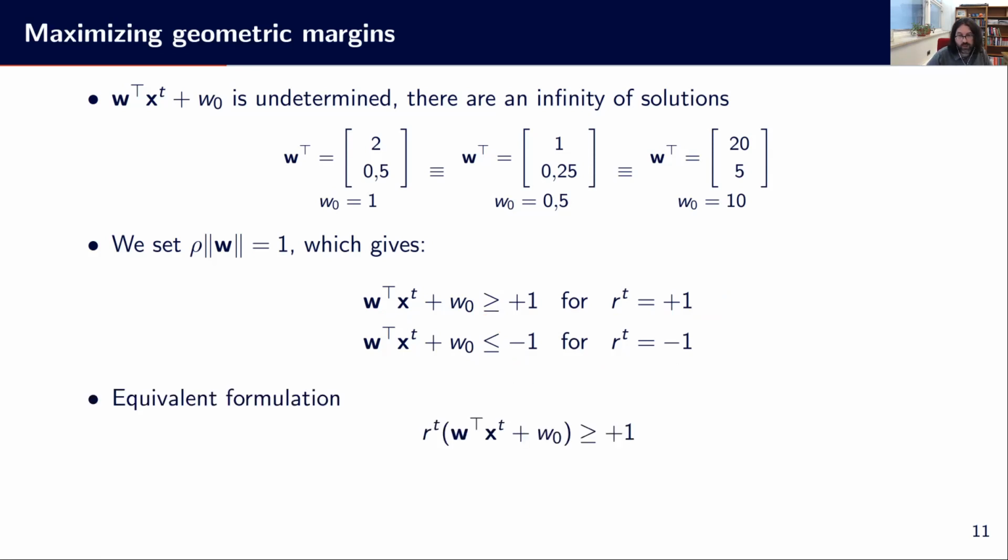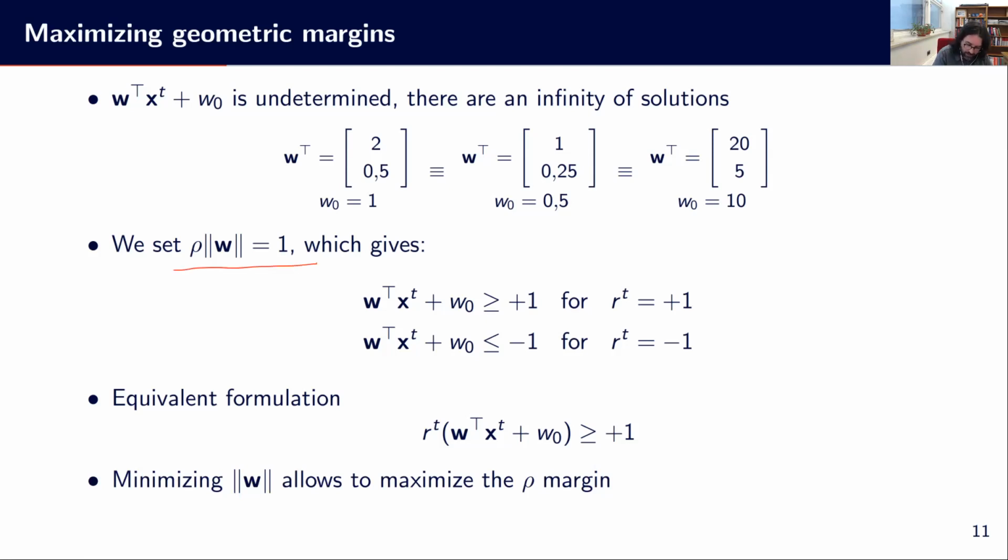An equivalent formulation, going back with the RT, is simply to say that RT times W transpose xt plus W0 is greater than or equal to 1, with equality when we are on the frontier, on the margin. And to maximize that margin, because we stated that rho times the norm of W is equal to 1, we know that rho is equal to 1 over the norm of W. So by minimizing the norm of W, we are maximizing the margin rho. This is a good thing, this is what we want to achieve.